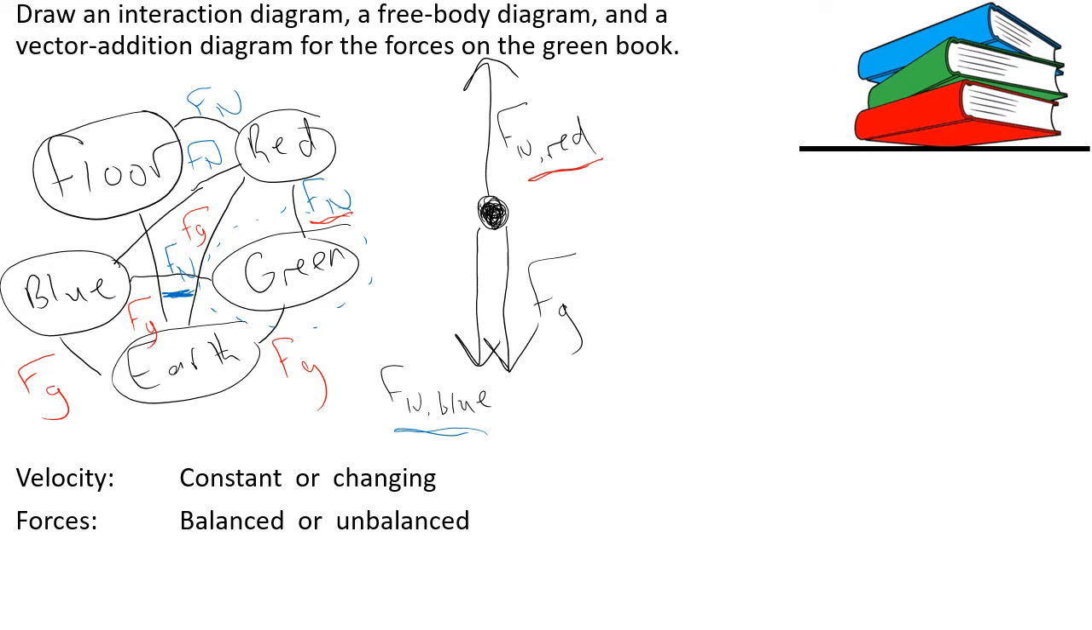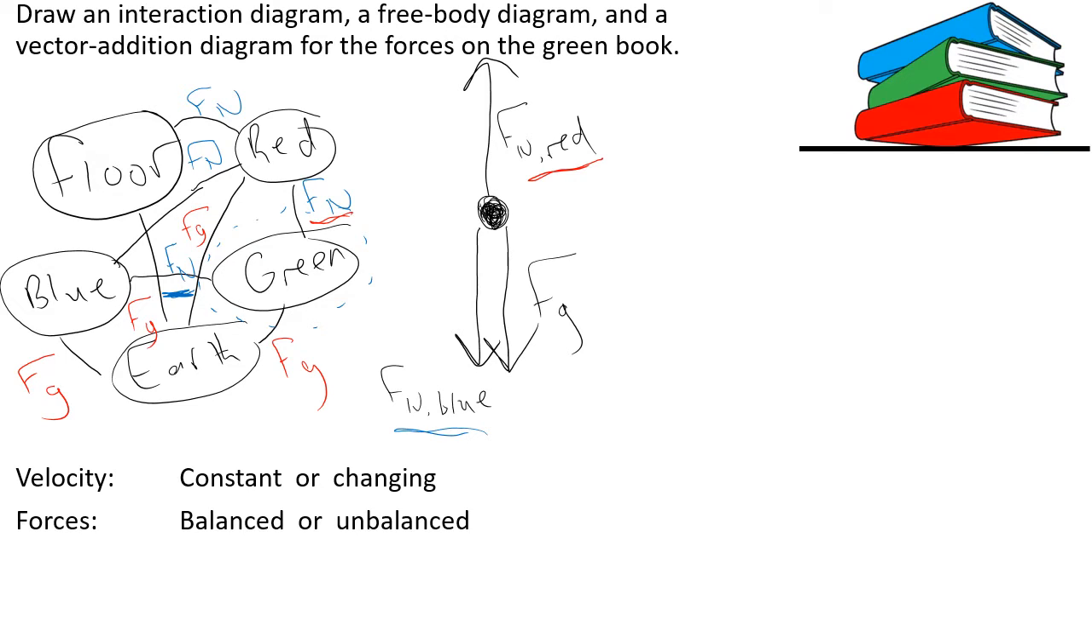If you're not sure how to do these 2 diagrams, you first need to hop over to my other video, and I'll link that up in the corner. So we've got the free body diagram, and before we jump to the vector addition, we first need to look at what's happening with the velocity and then use that to determine what happens with the forces.